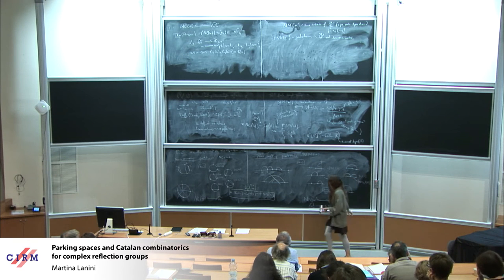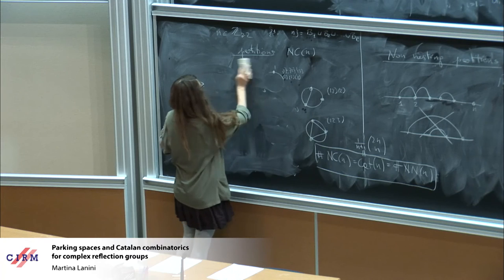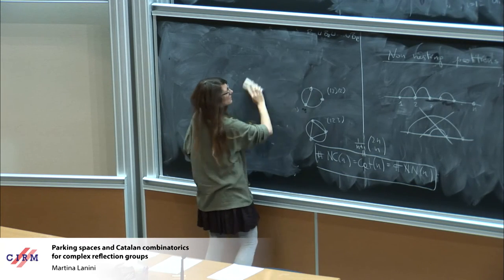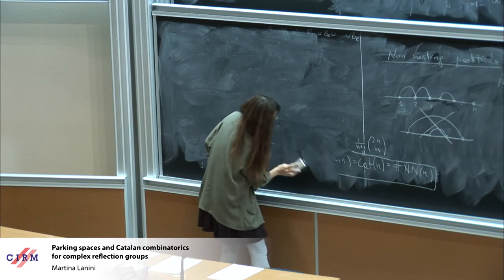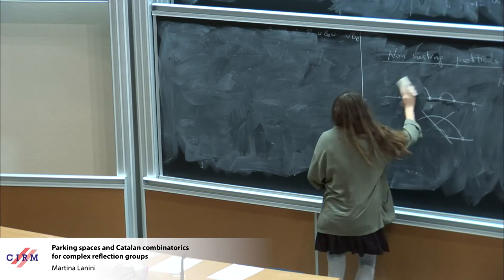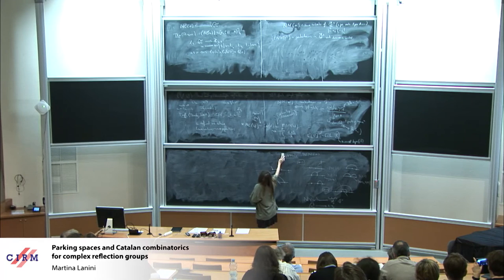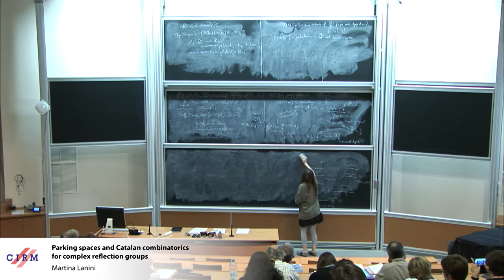Okay. So we have somehow generalized this notion to any well-generated complex reflection group on the left-hand side, but on the right-hand side, we're still, let's say, unsatisfied because we still need a root lattice, right? Or at least, we want to talk about non-nesting stuff.